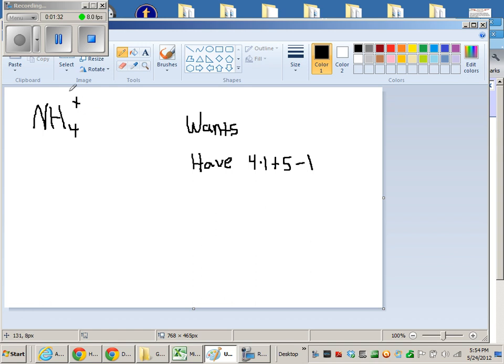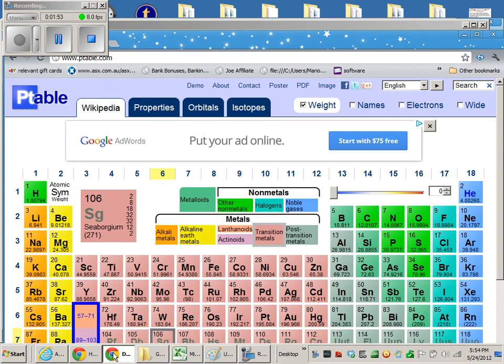If you have a plus charge, that means you're going to be subtracting an electron. It's like there's an electron missing. And if you have a minus charge, you're going to be adding an electron. If you have a minus 2 charge, you're going to be adding 2 electrons. If I had a 2 plus charge, I would be removing 2 electrons. That's because the plus charge indicates I'm missing a minus charge, or an electron.